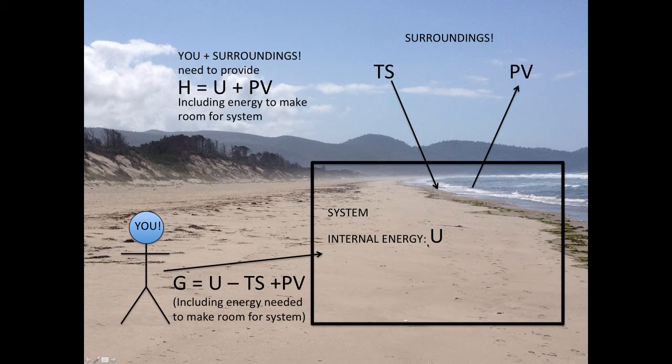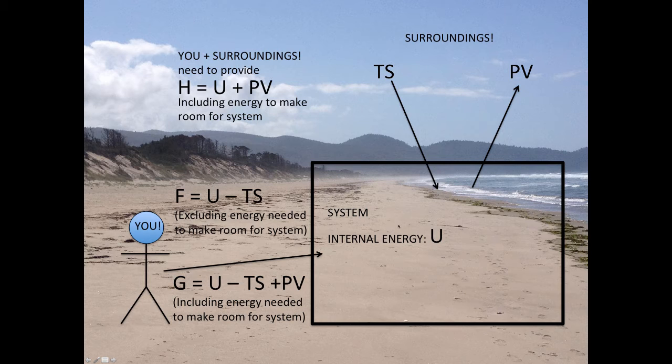Now, if the system is created at constant pressure, then that means you definitely have to move some of the surroundings out of the way. However, if we're interested in changes to the system at constant volume, and so there's no extra work having to be done on the surroundings, then the Helmholtz free energy is the more useful quantity. So this is the energy that you need to provide, excluding the energy needed to make room for the system.